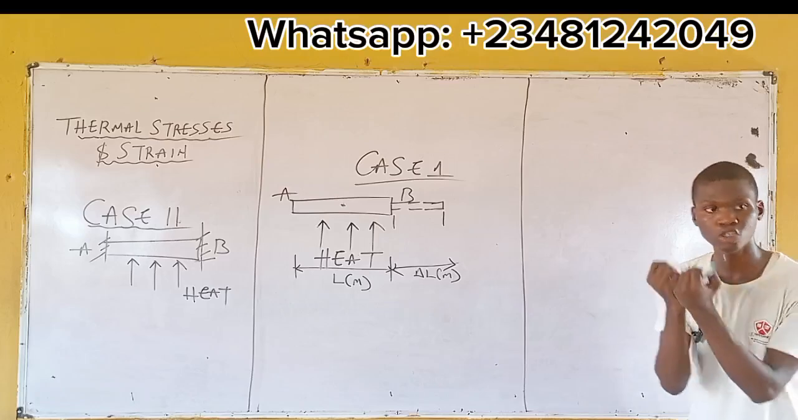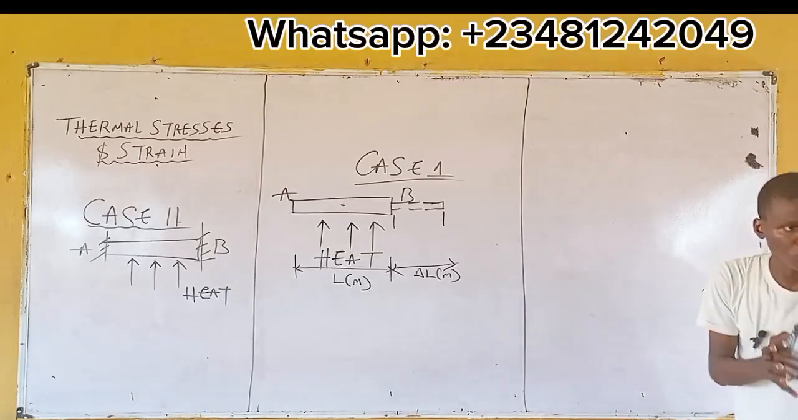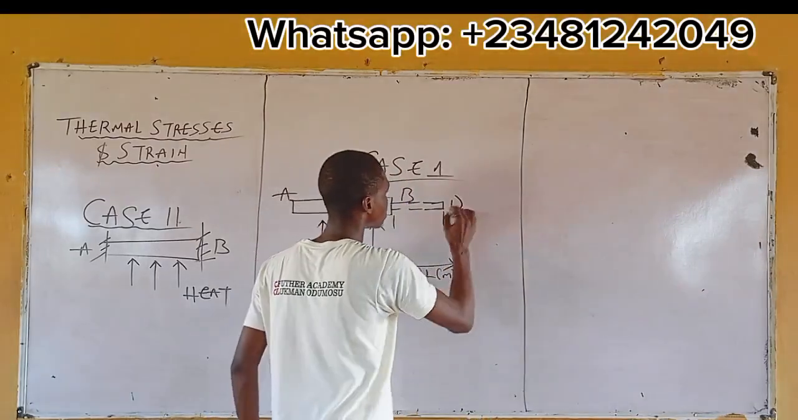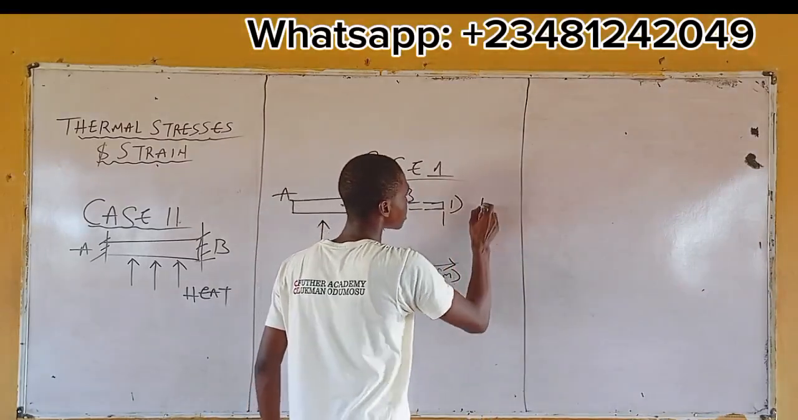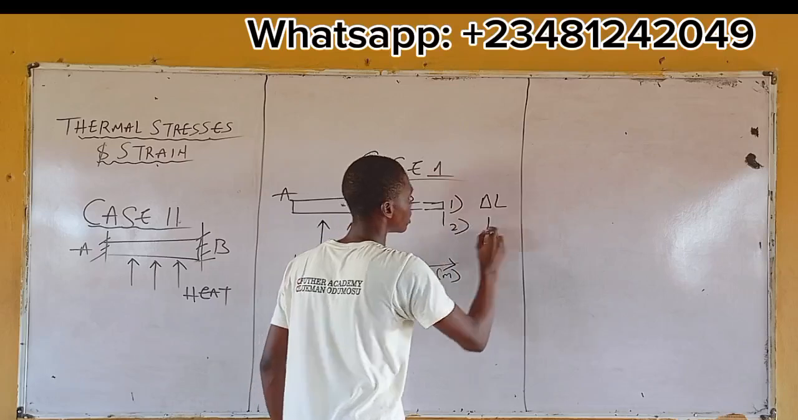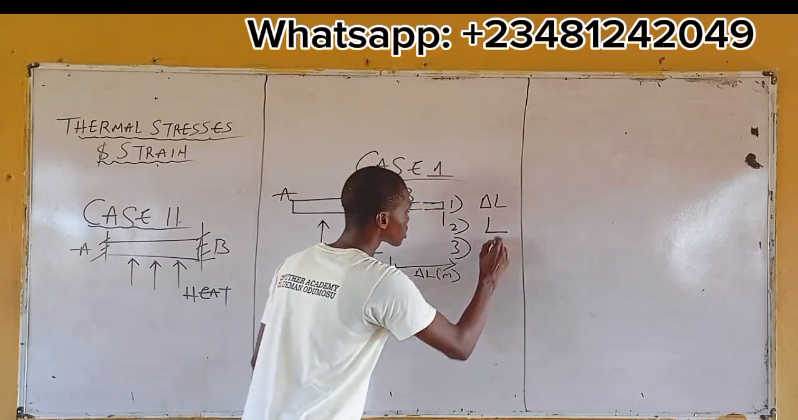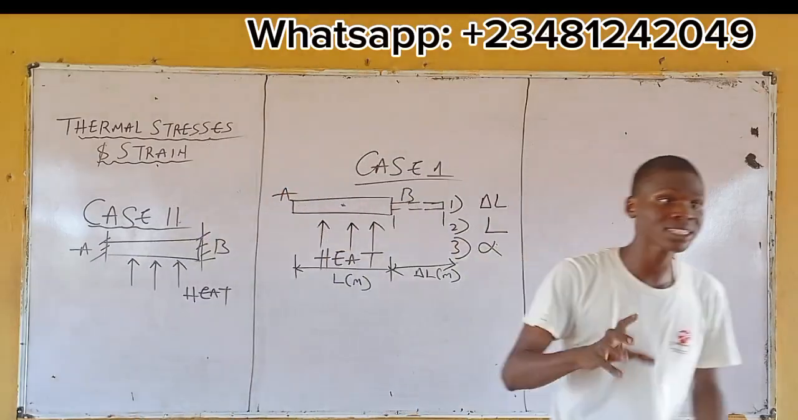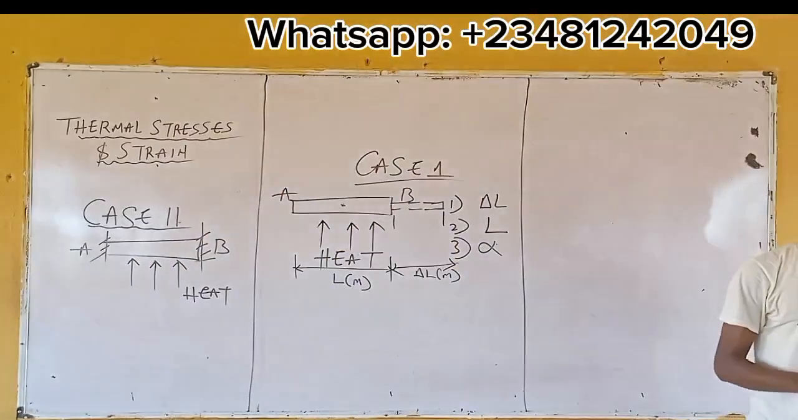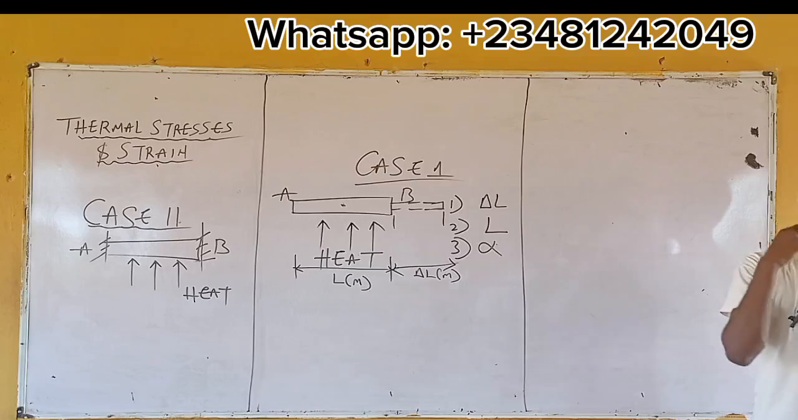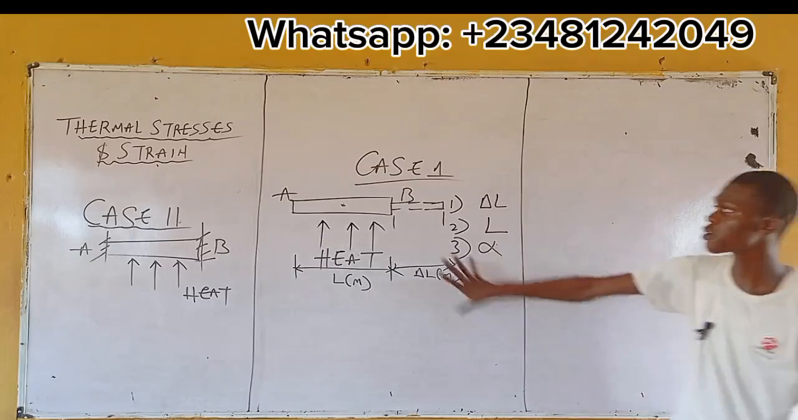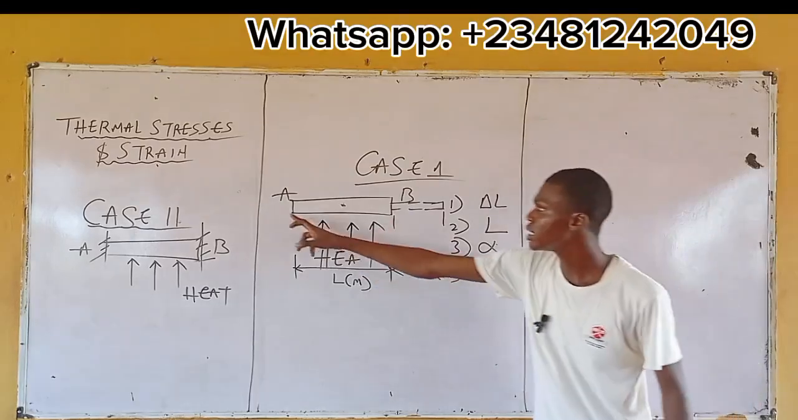When this same body is cooling, what happens? It contracts. Now you are saying you have two parameters. The first one is change in length. The second one is length. The third one is linear expansivity. Every material has its linear expansivity. Now we have seen the concept on how this works when the two ends are not free.